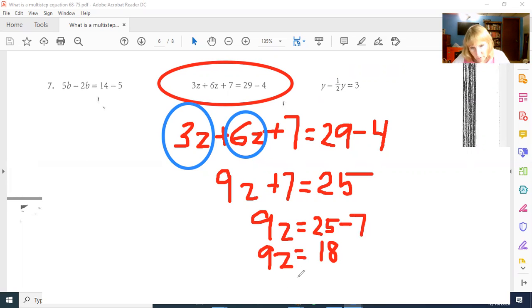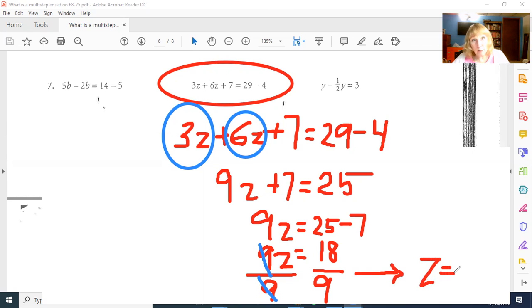Last step, I'm going to divide by 9 to both sides. And if I divide by 9 to both sides, the 9s are going to cross off. I'm out of screen space, but it's going to be z equals what? Go over here with it. z equals 18 divided by 9, or 2. So z equals 2. I can plug 2 back in for z up in my original equation and check my work. Okay, just adding a few extra steps each time we go.